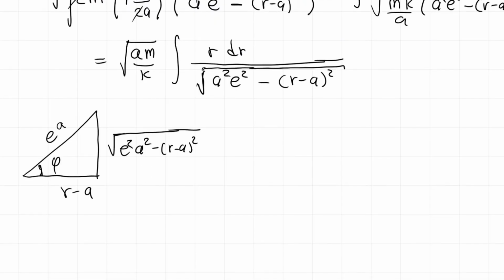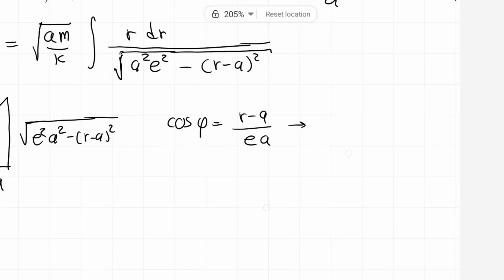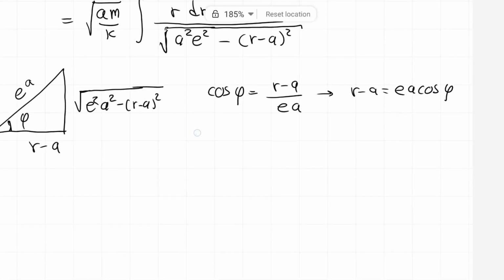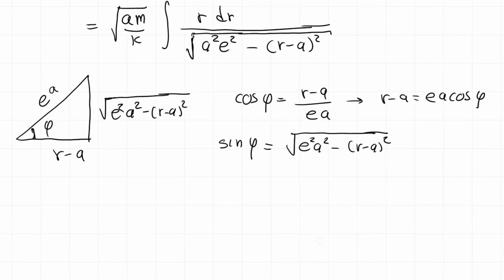So we are going to say that cosine of phi is equal to adjacent, which is r minus a, over hypotenuse, which is EA, and that r minus a is equal to EA cosine phi. Another thing that we see is that the sine of phi is equal to the square root of e squared a squared minus r minus a squared over the hypotenuse. So we are going to write this here.